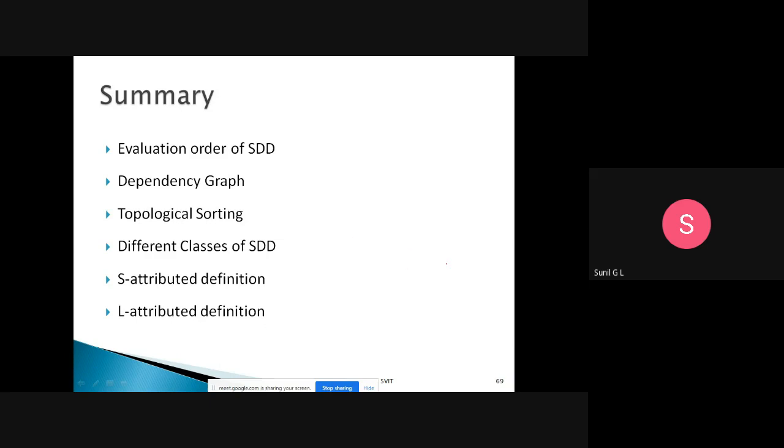One is the S-attributed definition, another is the L-attributed definition. In an S-attributed definition, if only synthesized attributes are present, we call it an S-attributed definition. If we have an L-attributed definition, where synthesized and inherited attributes are present with the following conditions, we call it an L-attributed definition. In addition to that, S-attributed grammar with no side effects is a pure grammar. These are the things we discussed in today's class.